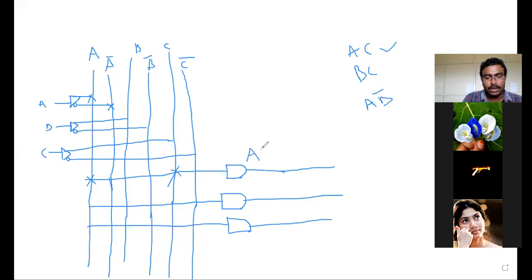Very simple. Then what is your next product term? BC. Okay, BC is the next product term. So for the second AND gate, give a cross mark in the line B connection and a connection where your input is C. So this will give you the input BC. The last one, AB bar. So a fuse from A and a fuse from B bar. So this will give you AB bar, students.